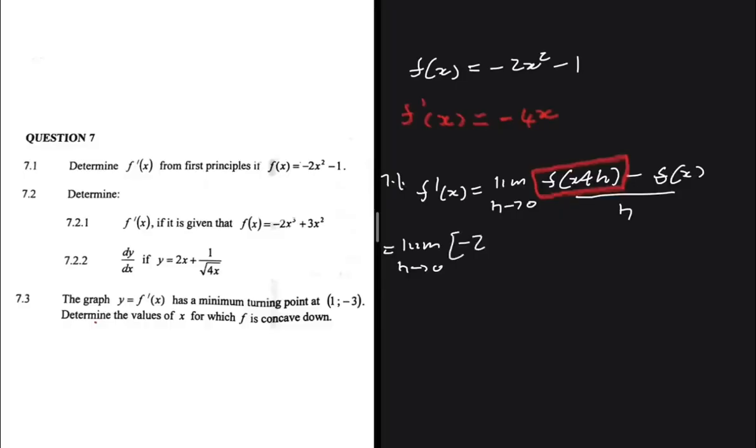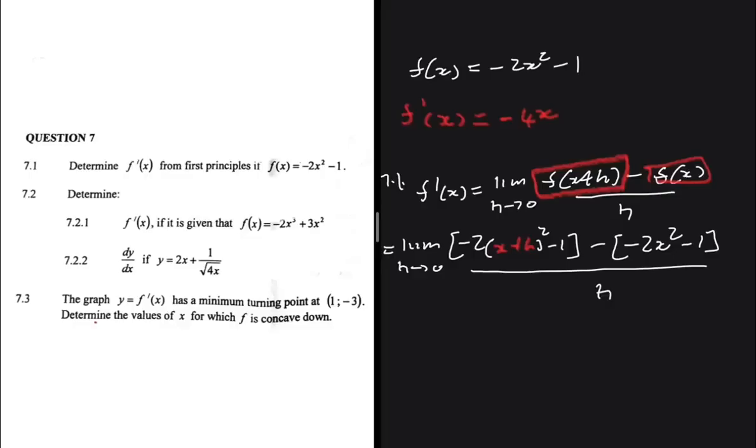So we have minus 2x squared. So instead of x, we're going to put x plus h, right? And then we square that, and then we have our minus 1 right there. So we are done with the first part. And then the second part, we're just subtracting f of x as it is, right? So if we do that, we're going to have minus 2x squared minus 1. And then we're going to divide everything by h. This is how you do differentiation using the first principle.